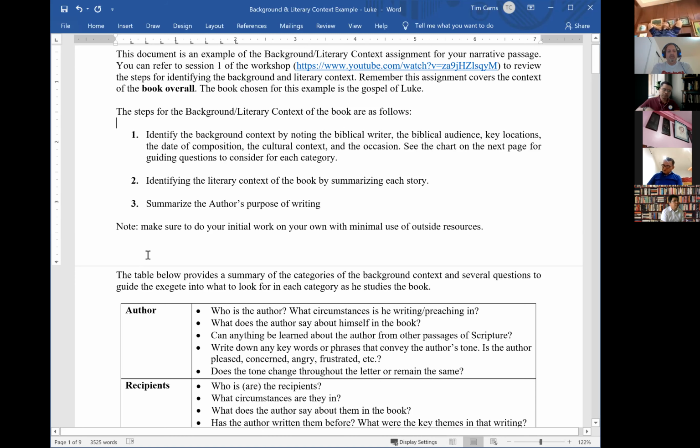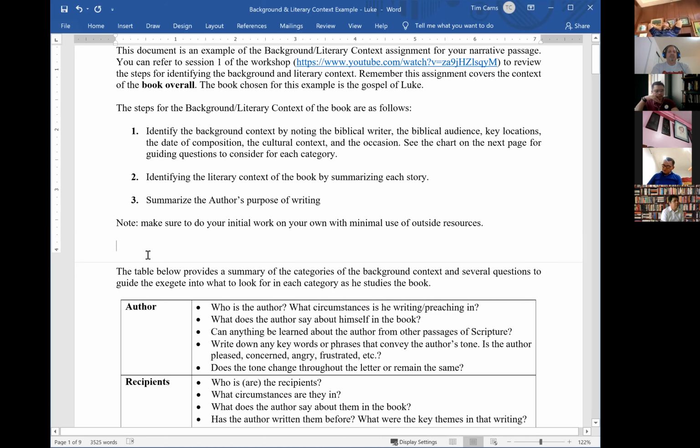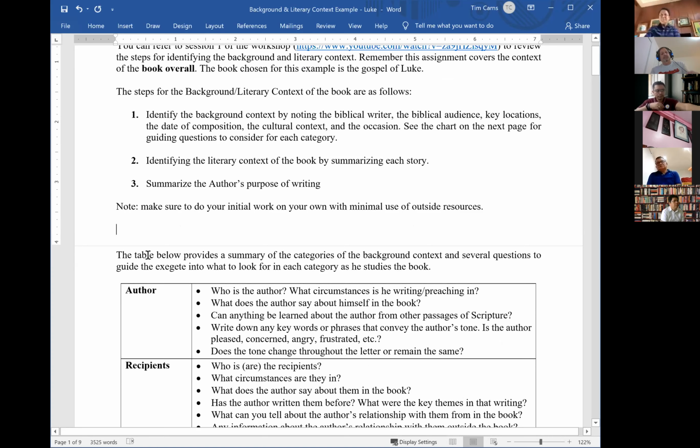And then finally, summarize the author's purpose for writing. Does the author tell us explicitly why he wrote the book? Now, in John's case, he does. So you have an explicit statement from that.